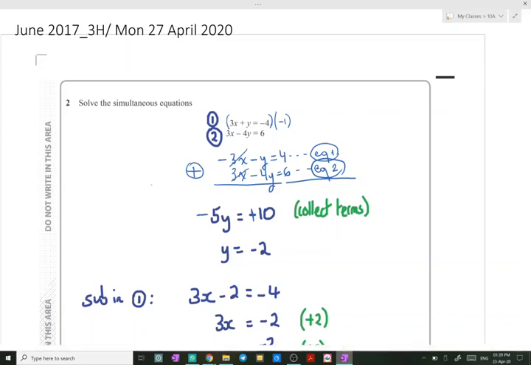Number 2, taken from the GCSE 9-1 past paper 3H, June 2017. We have a simultaneous equation system of two equations. We need to solve it.